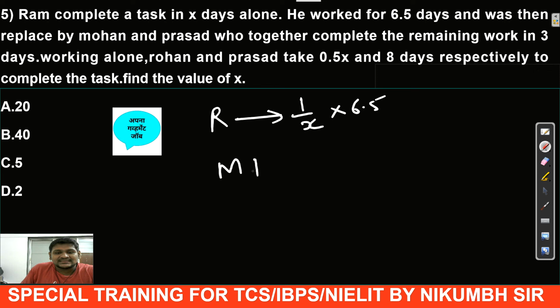Then Mohan and Prasad are there. Mohan and Prasad complete the remaining work in 3 days. So the per day work of Mohan and Prasad combined is 1 by 3. Working alone, Rohan and Prasad take 0.5x and 8 days respectively.